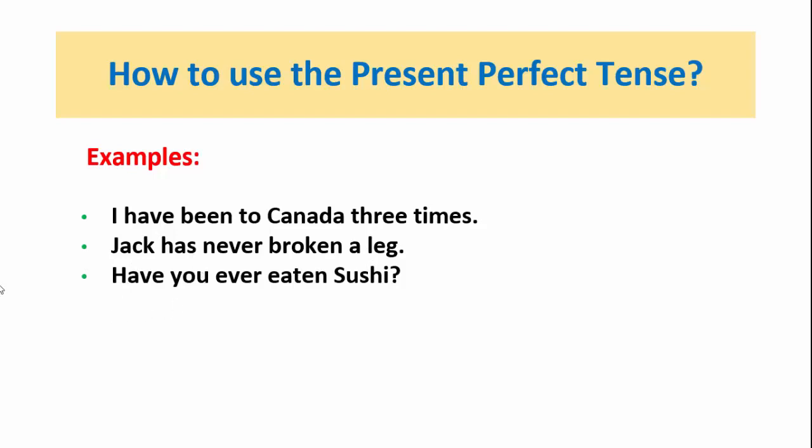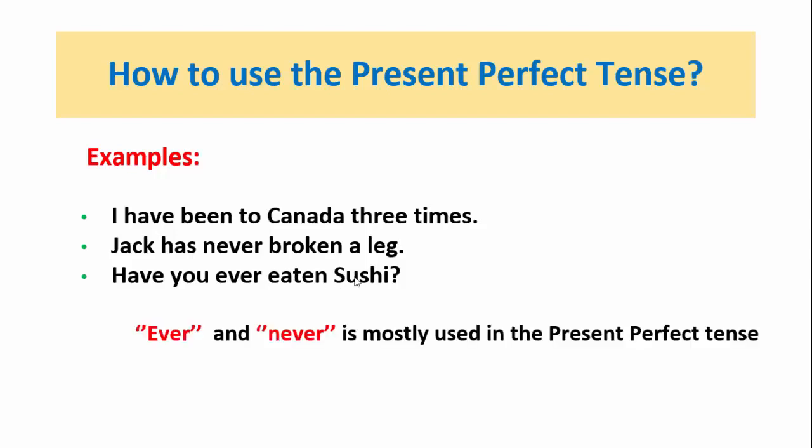Look at the sentence, please. Have you ever eaten sushi? The action is there if you have eaten or not, but the time is not important. There is a note. Ever and never are mostly used in the present perfect tense to talk about experiences.